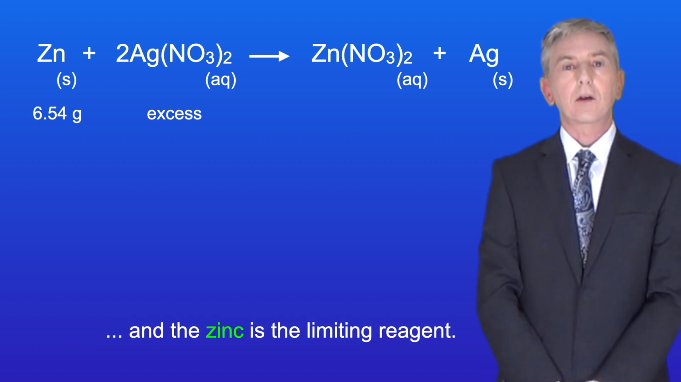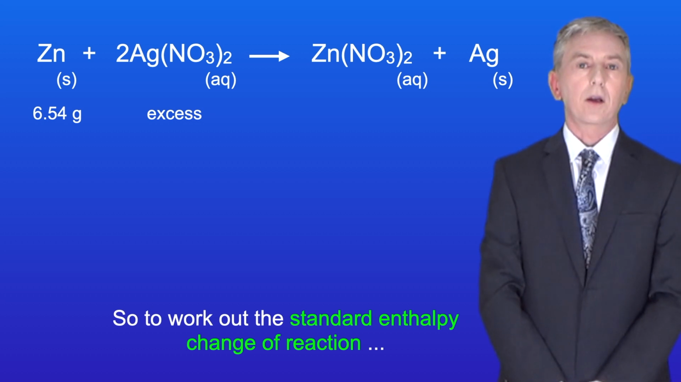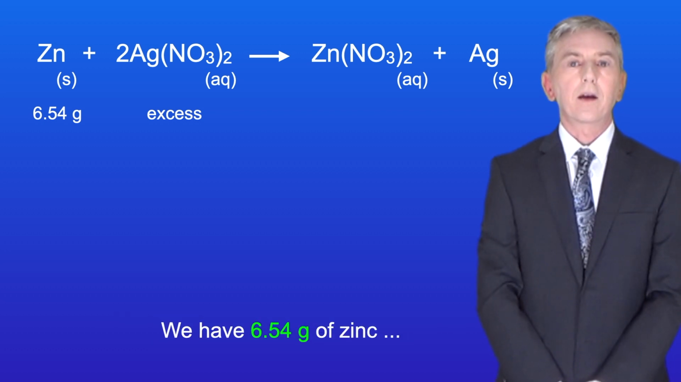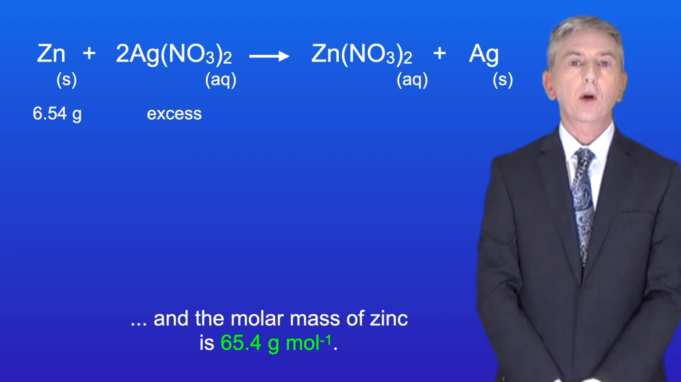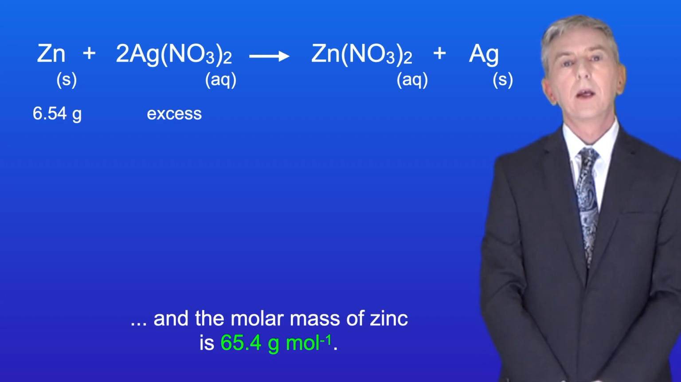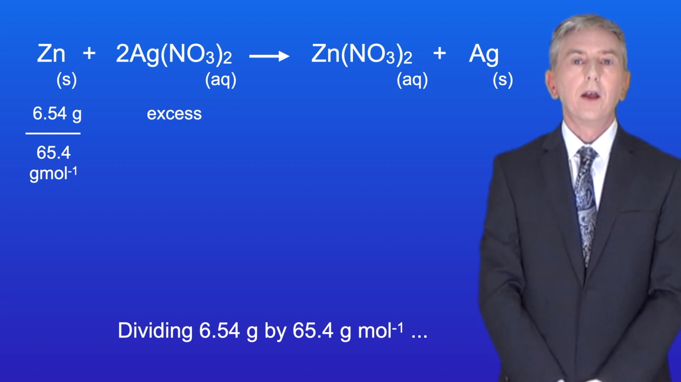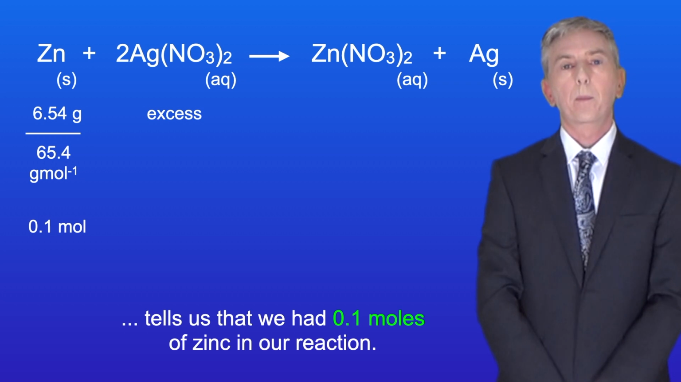Now, at the start of the question, we were told that the silver nitrate is in excess and the zinc is the limiting reagent. So to work out the standard enthalpy change of reaction, we need to divide the heat energy by the number of moles of zinc. We have 6.54 grams of zinc, and the molar mass of zinc is 65.4 grams per mole. Dividing 6.54 by 65.4 tells us that we had 0.1 moles of zinc in our reaction.